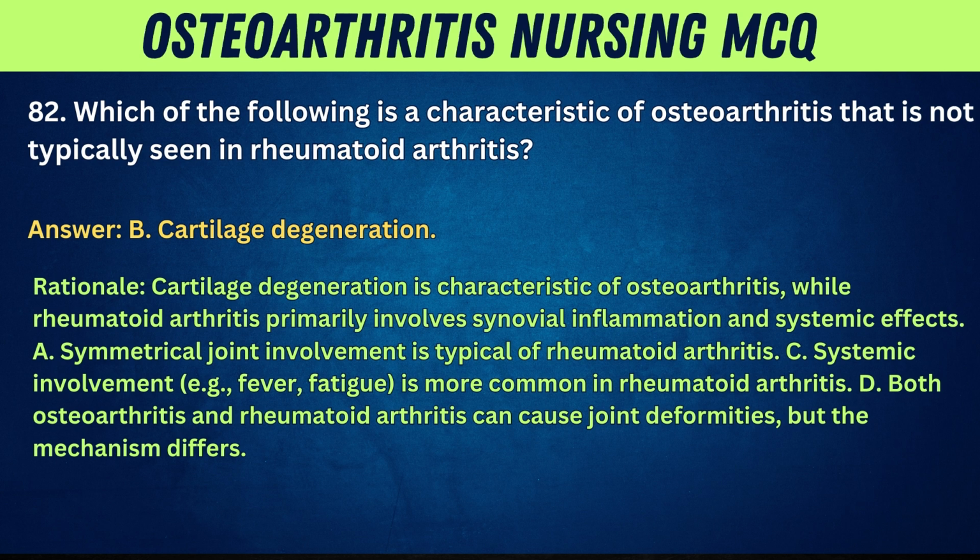A. Symmetrical joint involvement is typical of rheumatoid arthritis. C. Systemic involvement, e.g., fever, fatigue, is more common in rheumatoid arthritis. D. Both osteoarthritis and rheumatoid arthritis can cause joint deformities, but the mechanism differs.